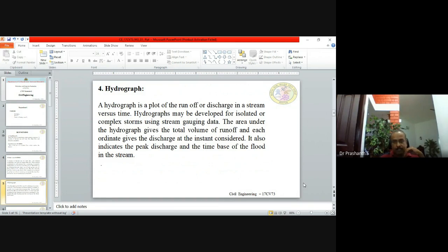The area under the hydrograph gives the total volume of runoff, and each ordinate gives the discharge at the instant considered. It also indicates the peak discharge and the time base of the flood in the stream. So hydrograph is a graph which is plotted runoff against time.